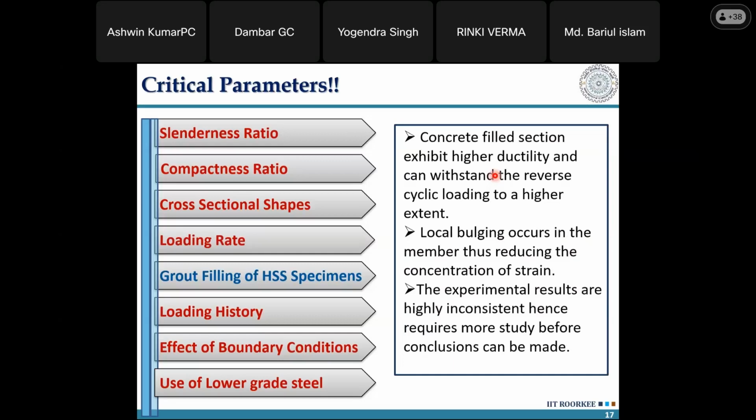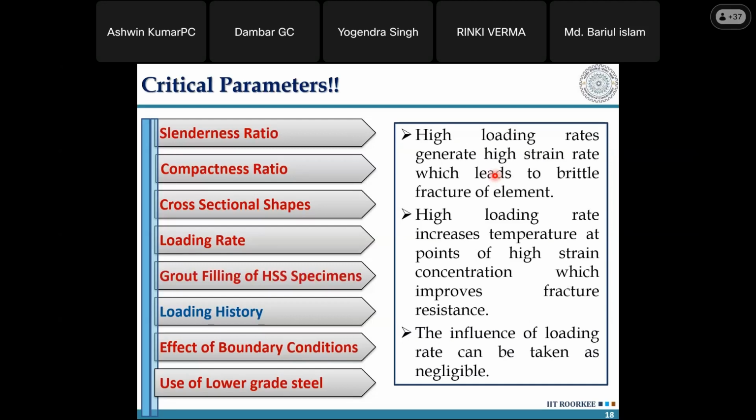But yes, if you fill the box section with concrete, it will improve its compactness criteria, right? The local slenderness ratio is going to improve, and that will avoid the occurrence of local buckling in the member. But such practices are very rare.